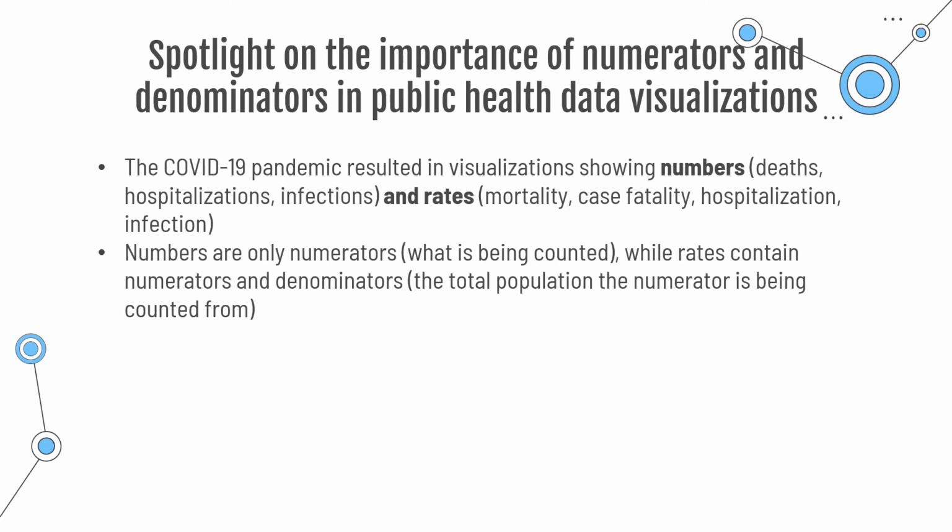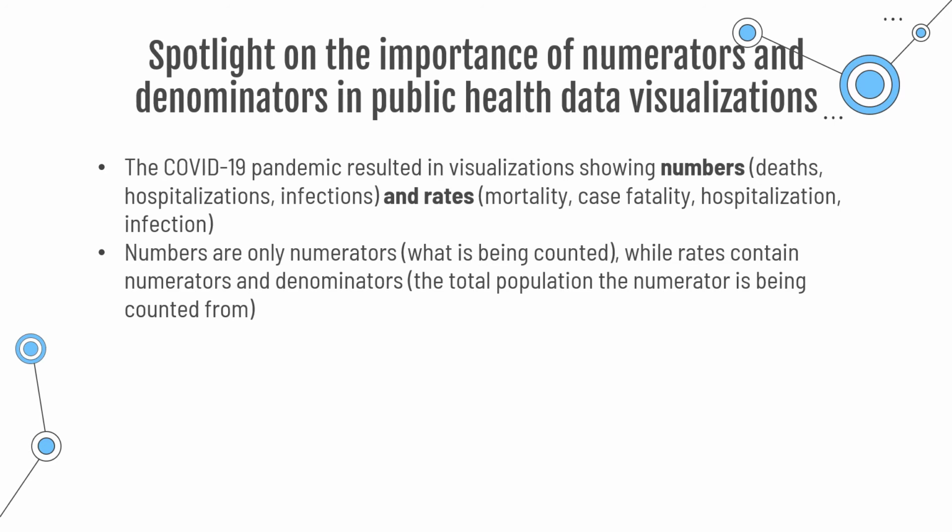When thinking about contextual information that might be appropriate to include in your visual, I wanted to spend a bit of time talking about the importance of numerators and denominators in data visualizations for public health purposes. So the COVID-19 pandemic, as many of us know, resulted in many visualizations showing both numbers, such as deaths, hospitalizations, and infections, and rates. So mortality rates, case fatality rates, hospitalization rates, and infection rates.